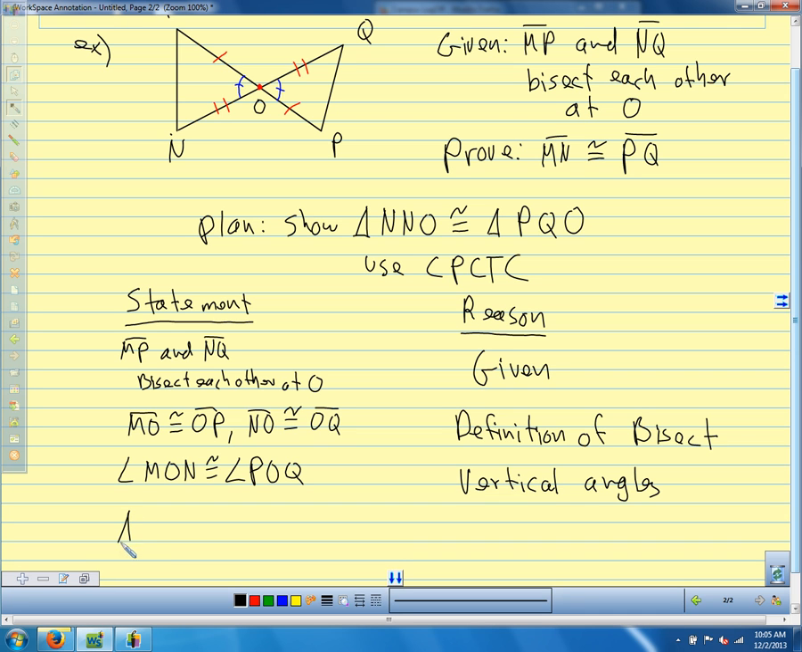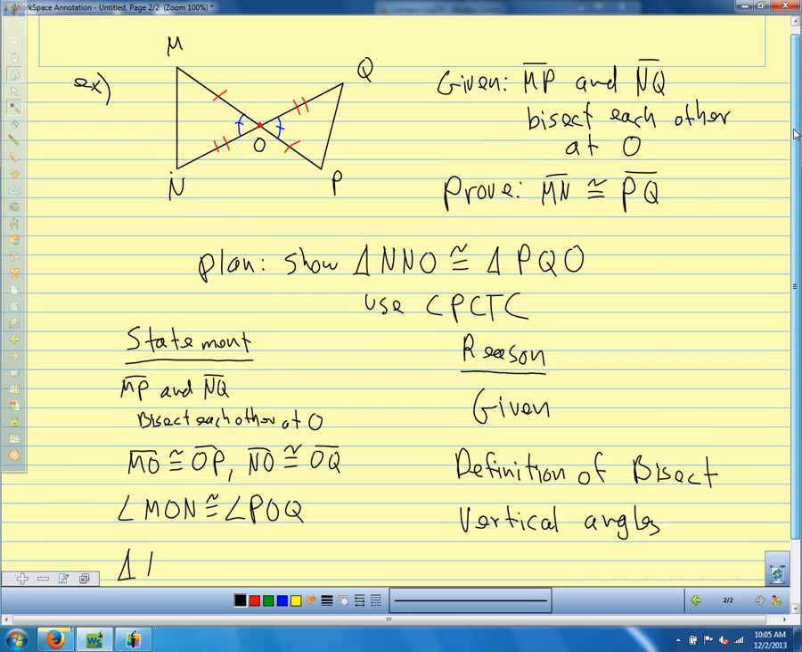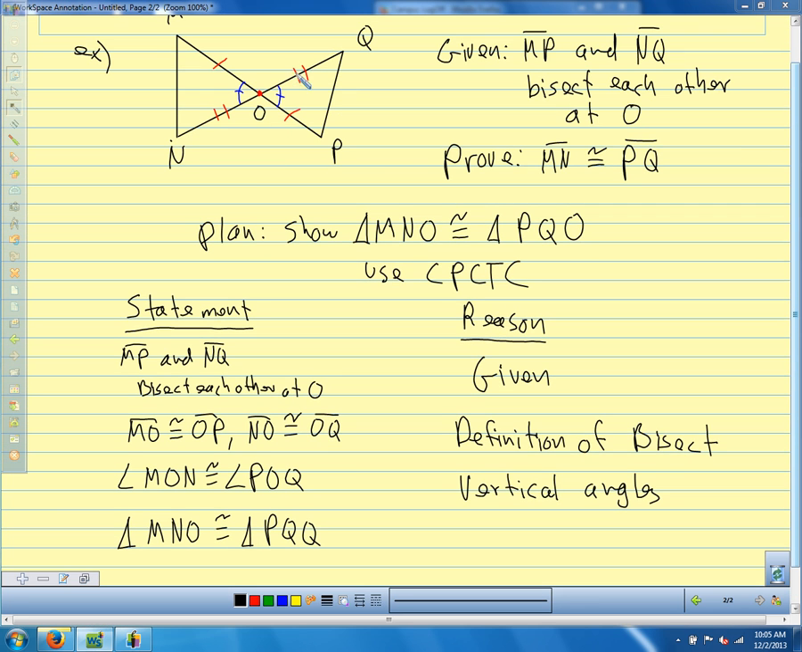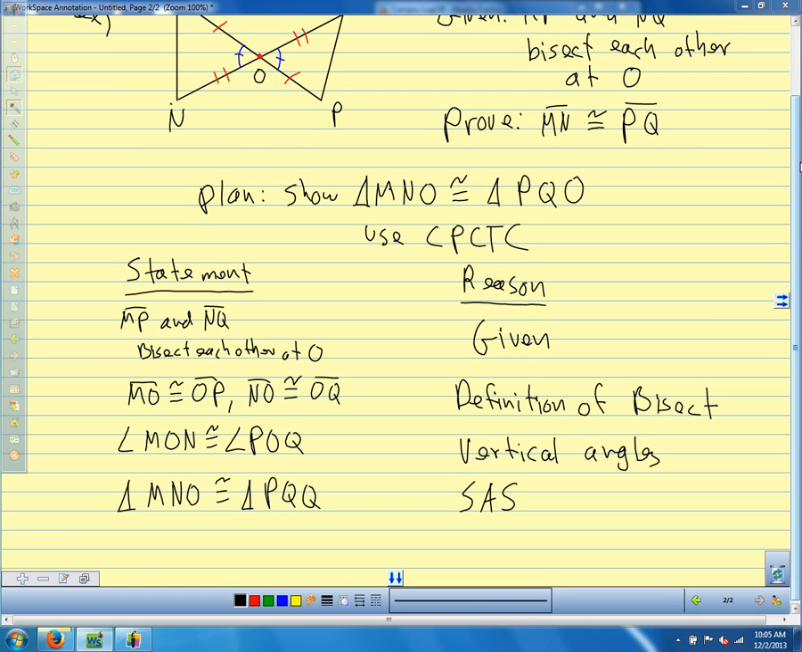Triangle, and up here I wrote NNO. This should be MNO. Triangle MNO is congruent to triangle PQO. And what was our reason there? What kind of triangles do we have here? Side angle side. We're going to say SAS. And now we know that the triangles are congruent.